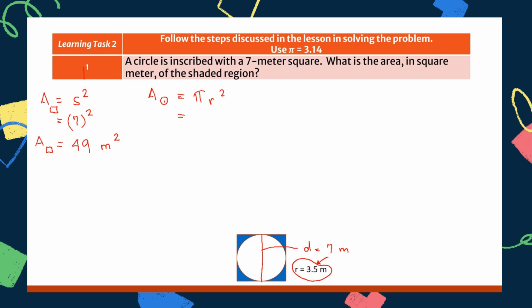So we know na ang pi ay 3.14. In the problem, ang ating radius ay 3.5. Then 3.5 squared. So our problem is 3.14 times 3.5 squared. At first, copy 3.14. Now, the question is, what is 3.5 squared? Pag sinabing 3.5 squared, it is 3.5 times 3.5.